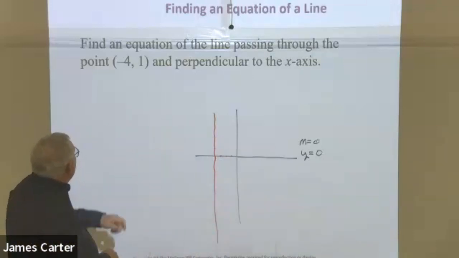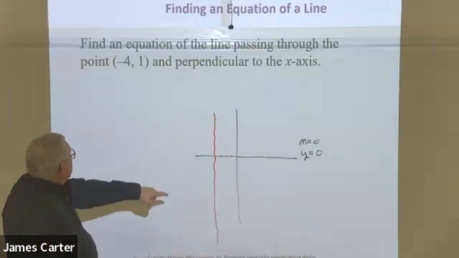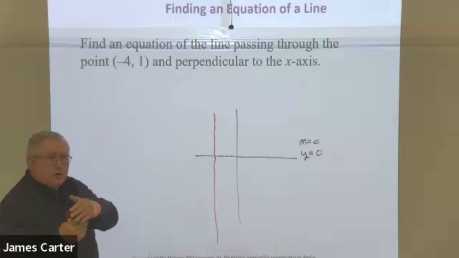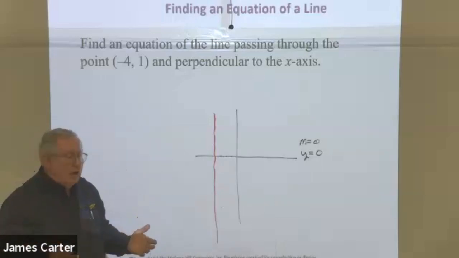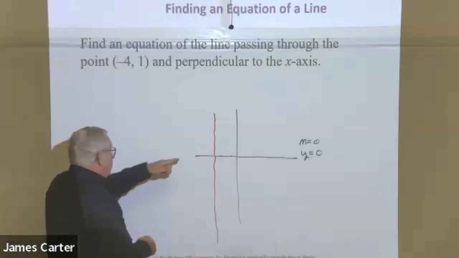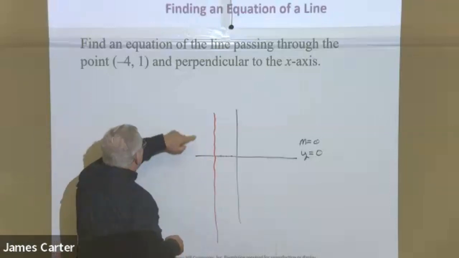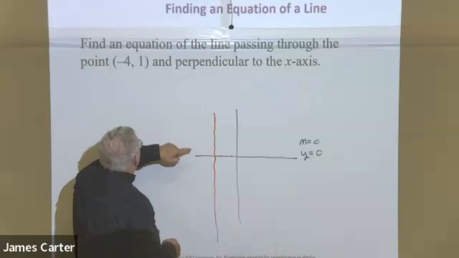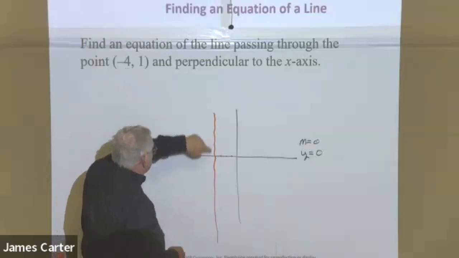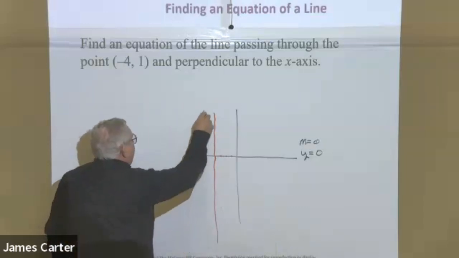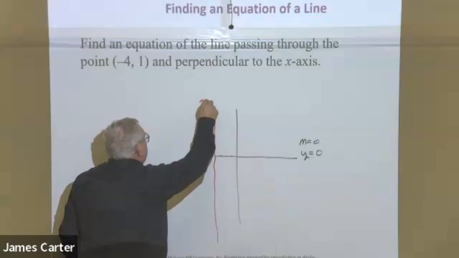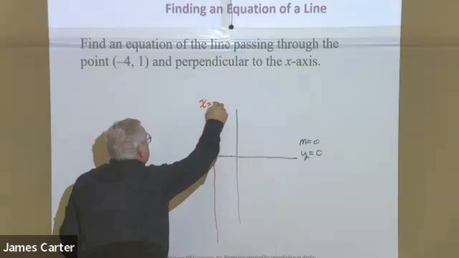But what is the slope of a vertical line? Because vertical and horizontal lines are always perpendicular. Well, the slope of this one is undefined. But we can still come up with a line because that tells us the always x value. So the equation of this is x equals -4.